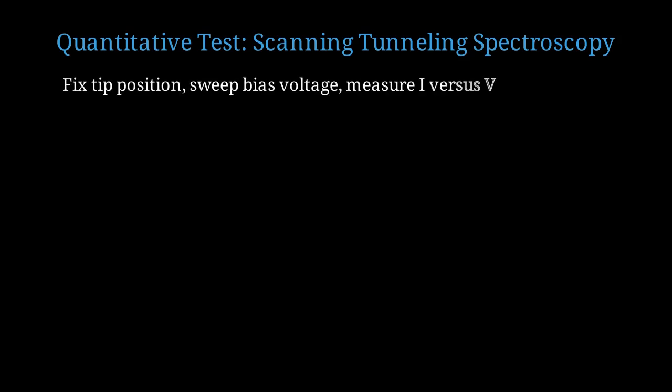To make this even more quantitative, we can perform scanning tunneling spectroscopy, or STS. This is where we measure the current voltage characteristic at a fixed location. The procedure is to fix the tip at a specific location above the surface, turn off the feedback loop, and sweep the bias voltage while measuring the tunneling current. The differential conductance, dI/dV, is proportional to the sample density of states at energy EF plus eV. This gives us energy-resolved spectroscopy.